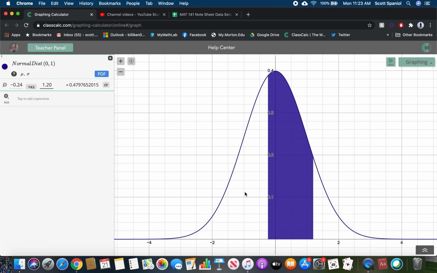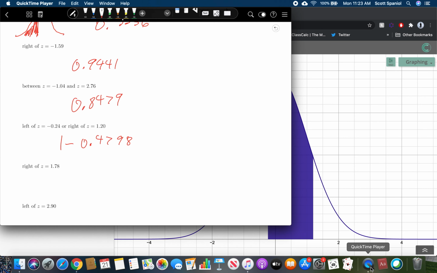Well, what do we know about the area of the whole curve? Well, the area of the whole curve is 1. So we can do 1 minus this number. So it would be 1 minus 0.4798 if I round to 4 decimal places. So we do 1 minus that.